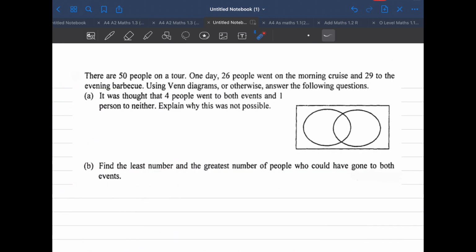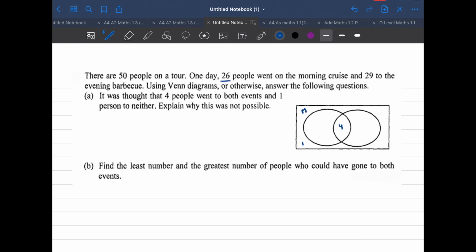If I see this question, it says there are 50 people on a tour. One day, 26 people went on the morning cruise and 29 to the evening barbecue. Using a Venn diagram or otherwise, answer the following question. Part A is not related to least and greatest value, but I'm just solving it. It was thought that four people went on both events. The four will come here. And one person went to neither. One will go here.